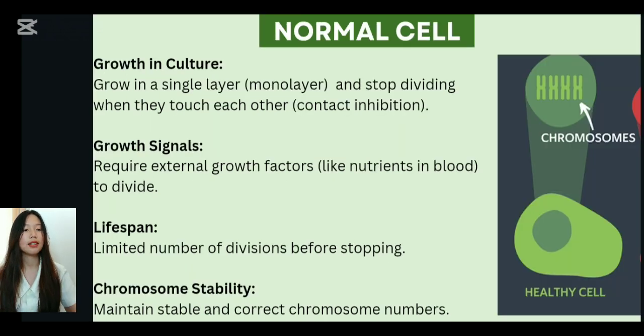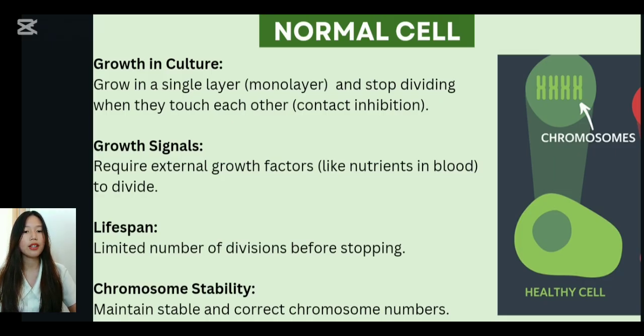So next, natalakay na natin what is cancer, no? So yun yung disease. So i-differentiate muna natin yung healthy cells or normal cells sa cancer cell. So unahin muna natin yung normal cell. So here are the characteristics of normal cells. Si normal cell ay may pina-follow na specific rules for growth and division. In culture, they grow in a single layer or monolayer and stop dividing when they touch each other. It is a process known as contact inhibition.